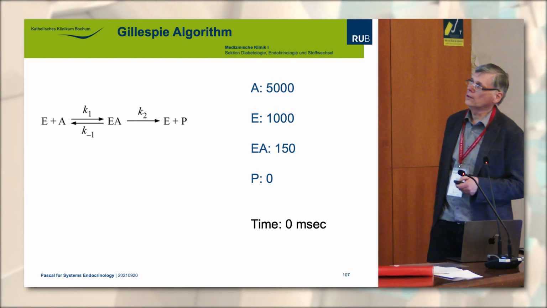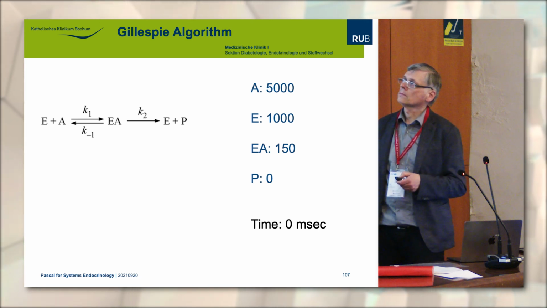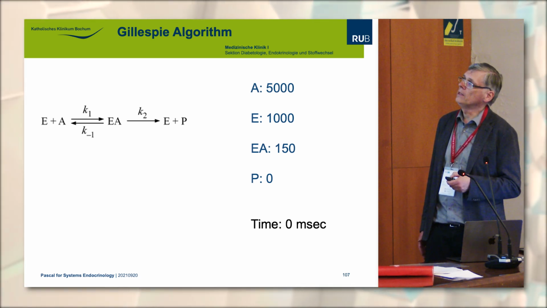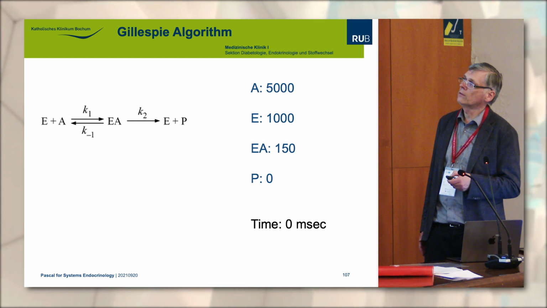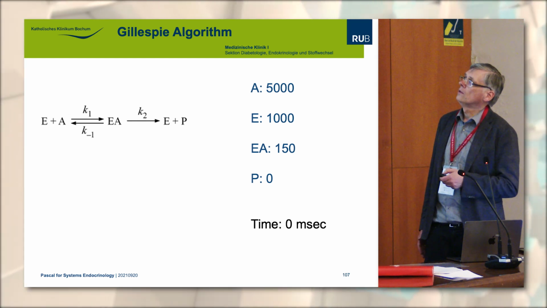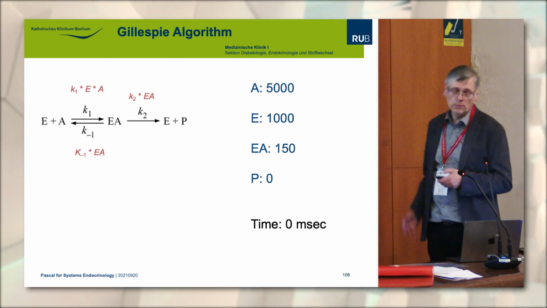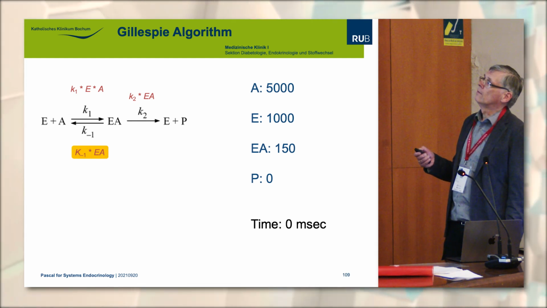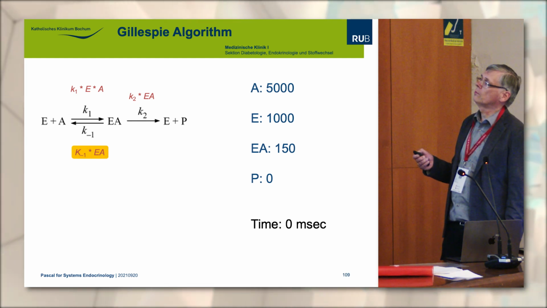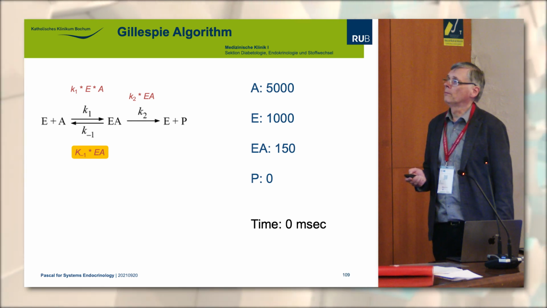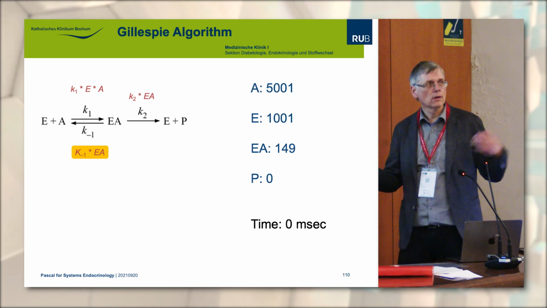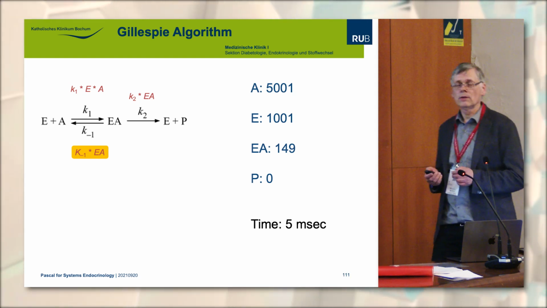Then in the next step, let's select this reaction here, the K minus 1 reaction. This means that the EA is degraded to E plus A. So we get one molecule less from the EA complex, one molecule more for the substrate, and one molecule more for the enzyme. And then let's take 5 milliseconds for the next step to occur.